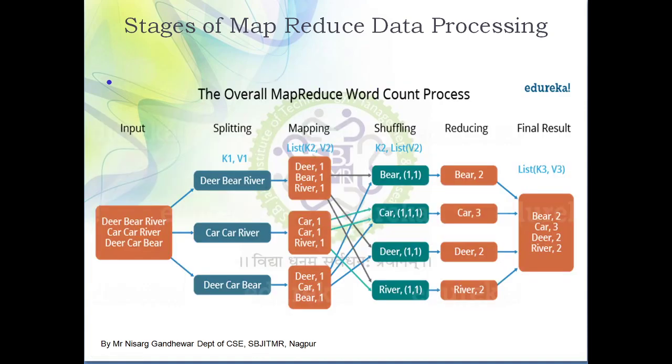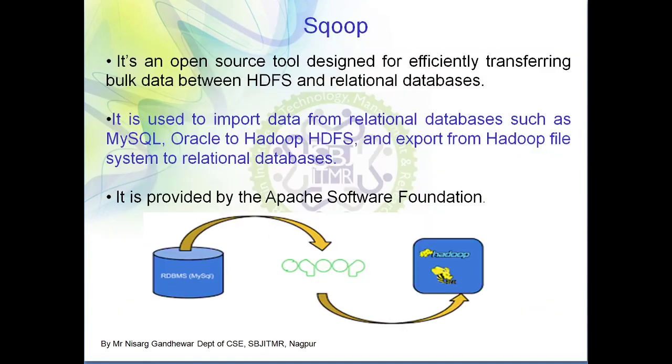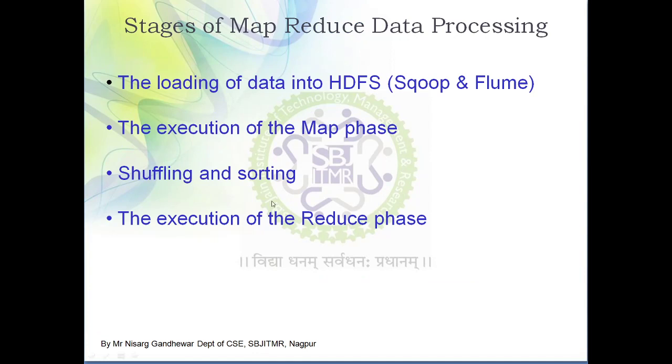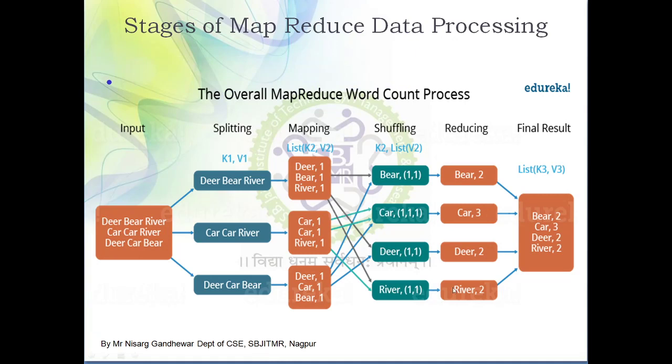Suppose you need to visualize all these four stages of MapReduce data processing: loading of data, execution of the map phase, shuffling and sorting, and execution of the reduce phase. We can visualize all these four stages in a single diagram, which is a word count program. Here you can see input data. Suppose that data is extracted from outer sources and stored in HDFS. Then it undergoes a split operation. Then we perform the map operation. Then shuffling and sorting take place. After that it is given as input to the reducing function, and finally reduce will present a final output. So this is how all these four stages work.